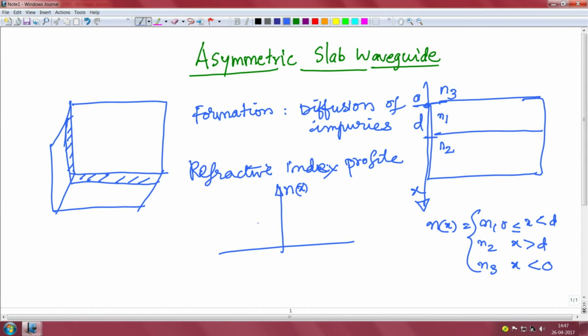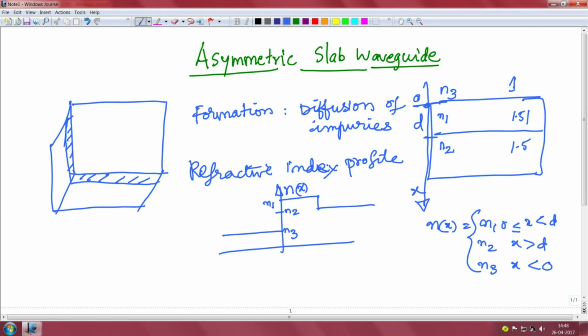n of x. In the covering region, when x is less than 0, it has some small value N3, in the guiding region it has a value of N1, and in the substrate it has a value of N2. Typically, if this is a glass waveguide, the refractive index of the glass is around 1.5, and by doping with some impurities you can increase the refractive index by about 1% or so, slightly higher than the substrate, and if outside is air, it is equal to 1. Those are the typical values.